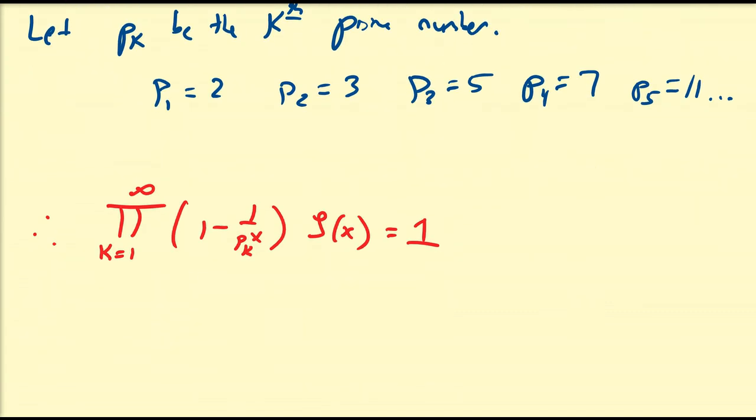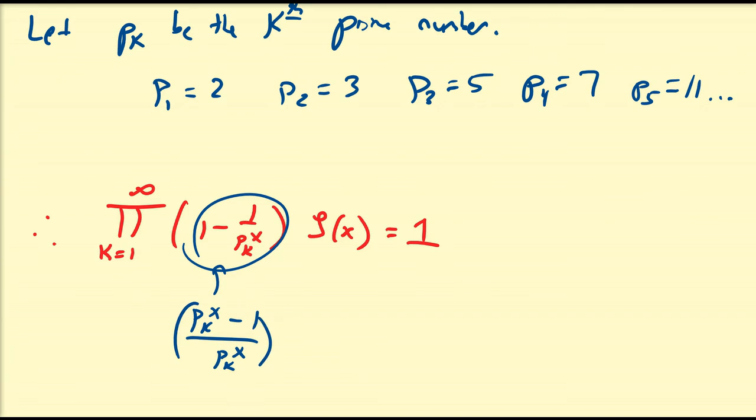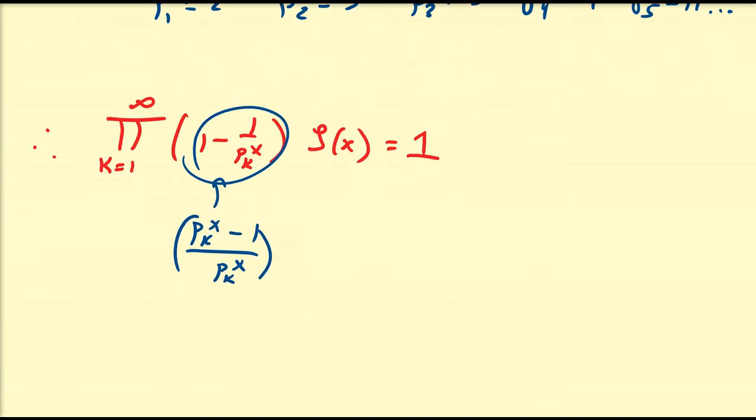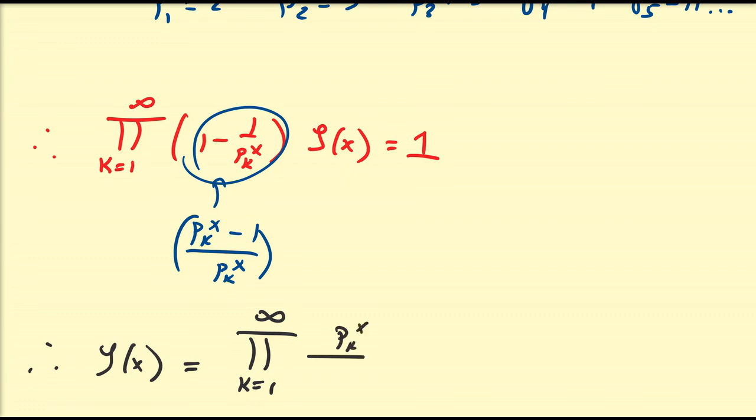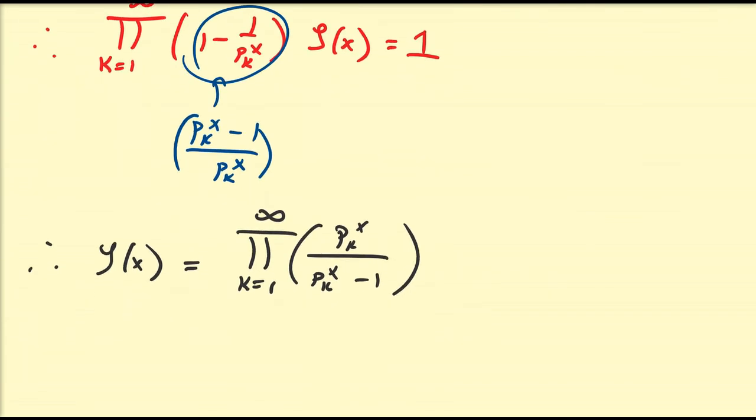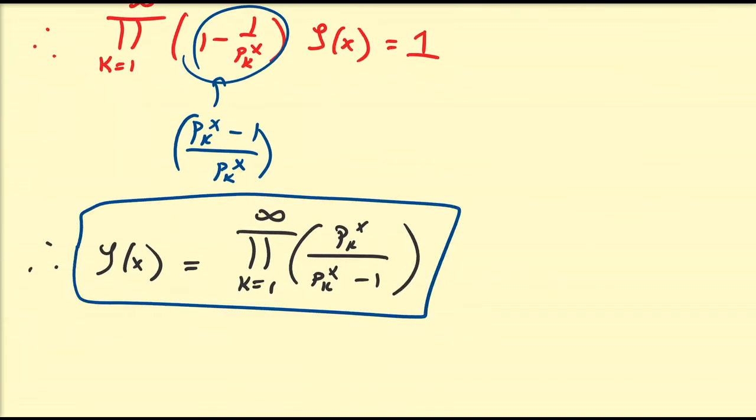So let's solve this equation for zeta of x. I'm going to divide both sides by the product. I can rewrite this expression as (p_k^x - 1)/p_k^x. So once I do that, I'm going to divide by that product. That's going to give me zeta of x equal to the product from k equals 1 to infinity of p_k^x over (p_k^x - 1). And this gives us a very compact form for the product of some rational expressions of polynomials and a connection with the Riemann zeta function.